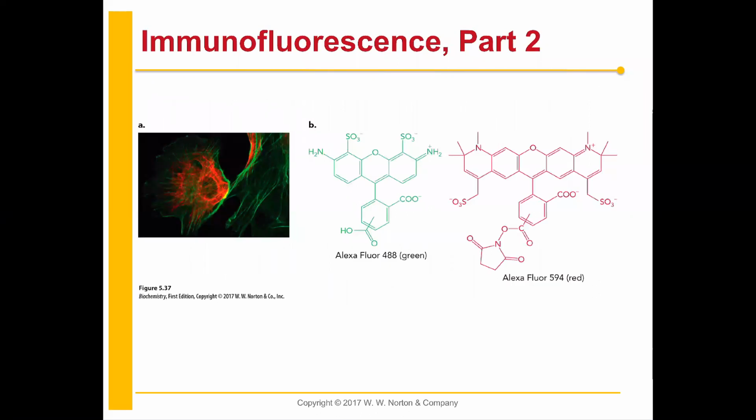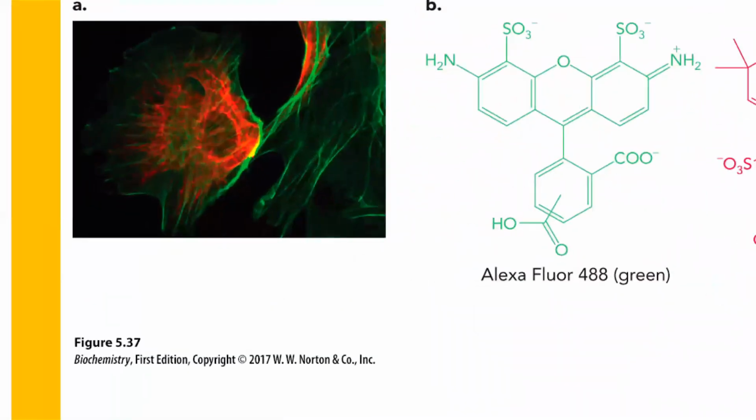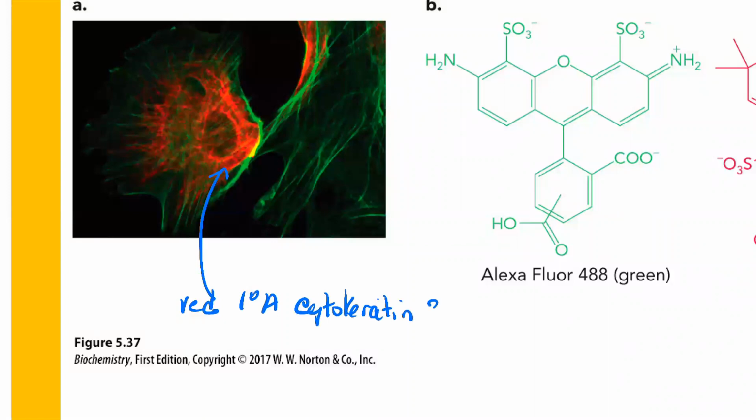So here's an example, and I'm trying to remember, this one's the red. The red here, as I draw it in blue, is a primary antibody for a cytoskeletal protein called cytokeratin, K-E-R-A-T, keratin 8. And this is human cells. So you have this primary antibody to the cytokeratin 8.